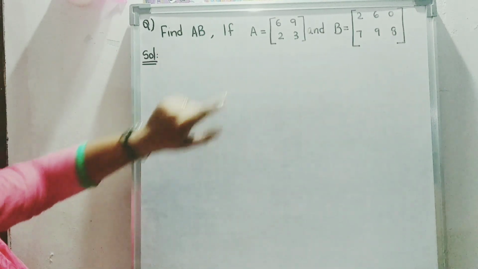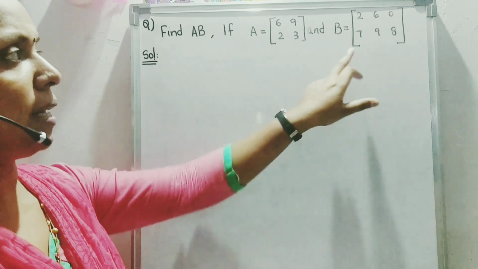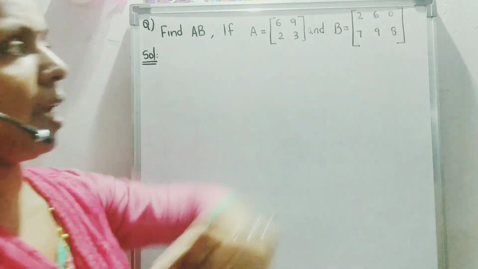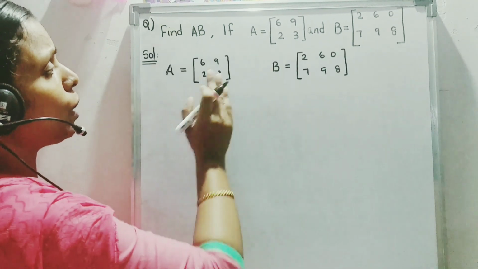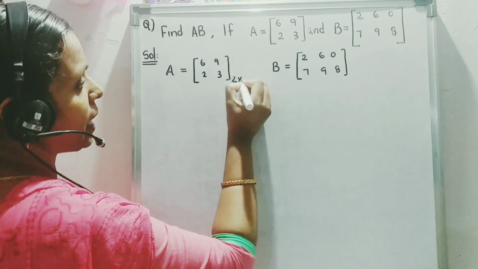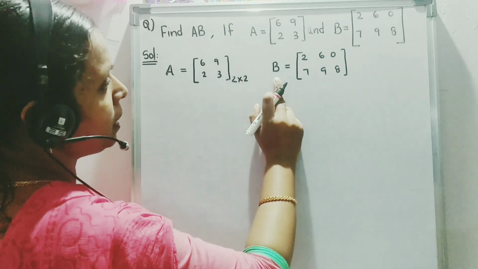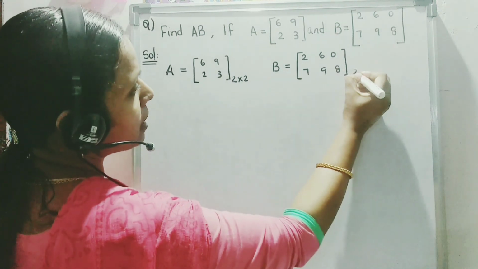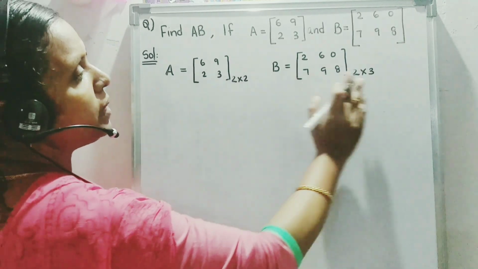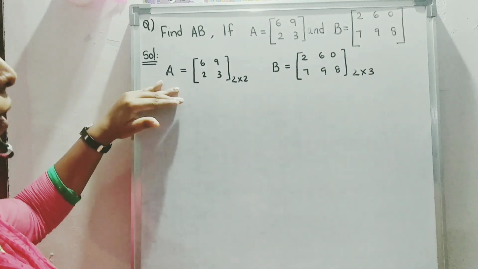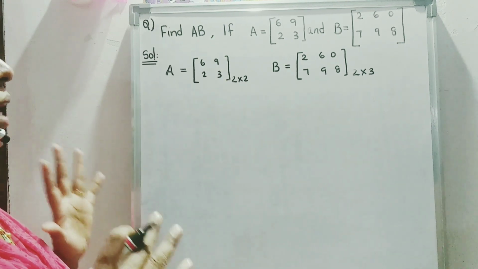AB means A into B. If A equal to matrix 6, 9, 2, 3 and B is equal to matrix 2, 6, 0, 7, 9, 8. Here we want to calculate AB, that is A into B. The order of A is 2 by 2, that is, it consists of 2 rows and 2 columns. Here in B, the order is 2 by 3, that means 2 rows and 3 columns. Here, the number of columns of A equals the number of rows of B, then we say that AB exists.